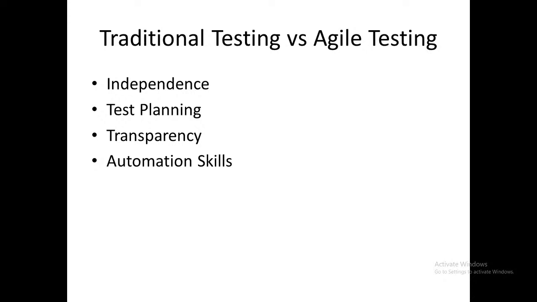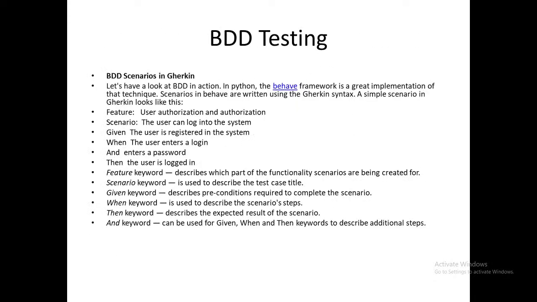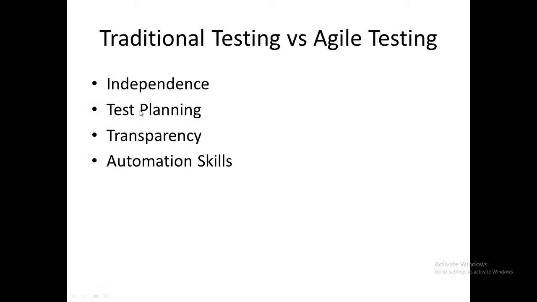If someone asks you what the differences are between traditional testing and agile testing, they are independence, test planning, transparency, and automation skills. Here, the agile tester is more independent. There is no team kind of culture. In traditional testing, the test lead will do the planning.